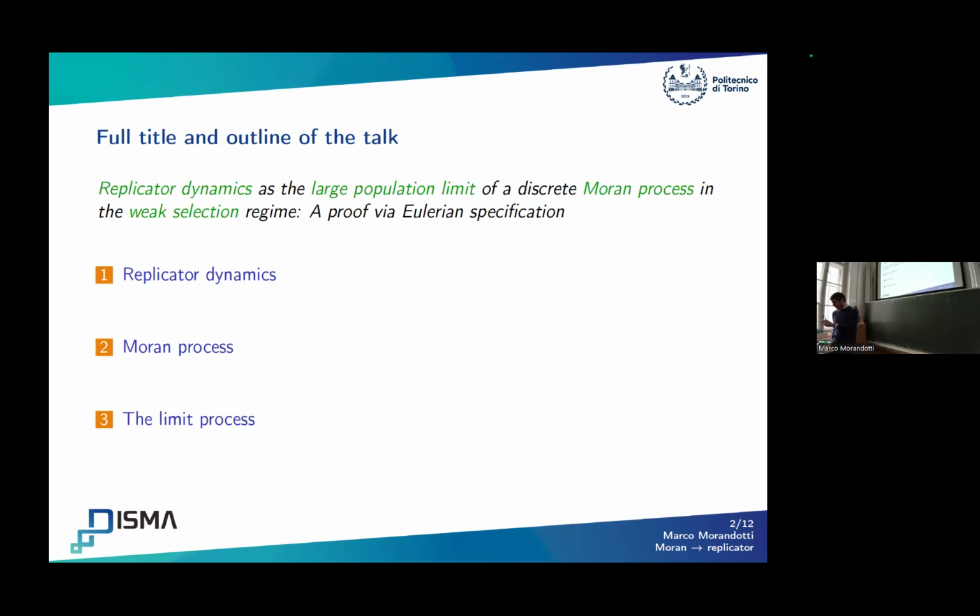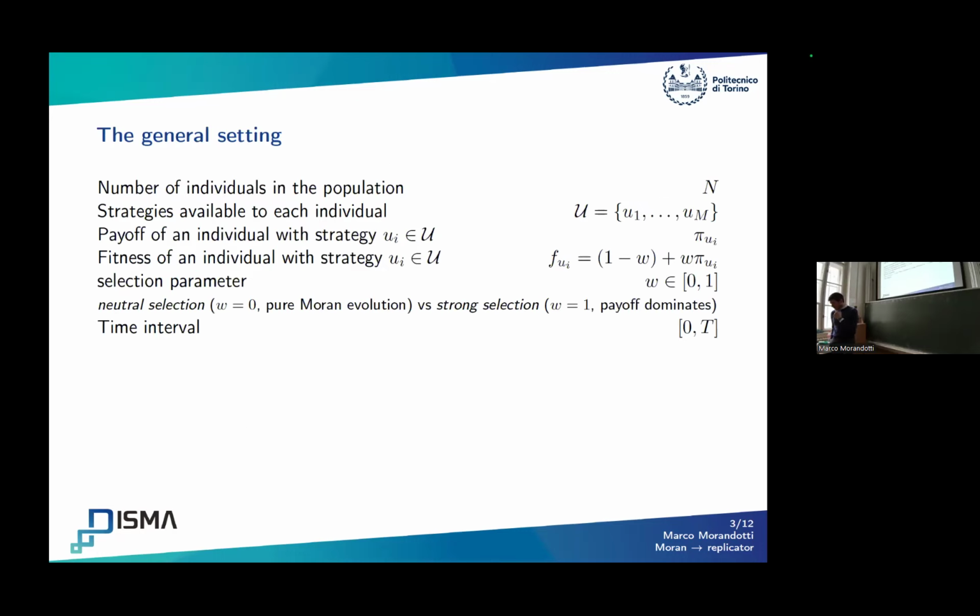So the outline of the talk is just made of 3 items: what the replicator dynamics is, the description of the Moran process, and the limit process to make the second one converge to the first one. And the general setting is the following one. We're looking at N individuals in a population, and each of them can play up to M strategies. So u1, ..., uM are the individual strategies that can be played, and for the rest of the talk, M is going to be finite, and the set curly U of strategies is just going to be that one.